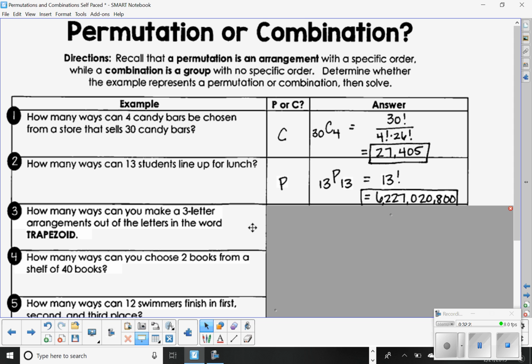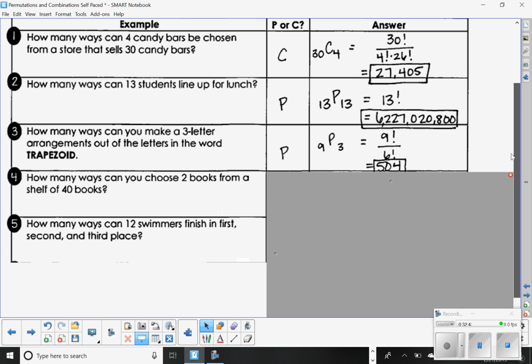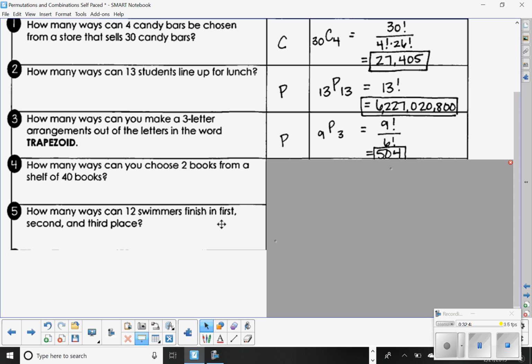How many ways can you make a 3-letter arrangement, order matters, out of the letters in the word trapezoid? Well, first off, do we have any repeats? No. Order matters, so it's going to be a permutation. All right, pause the video and try the rest of these. We did the first 3. You now have 4 through 12 to try. Go ahead and attempt that.